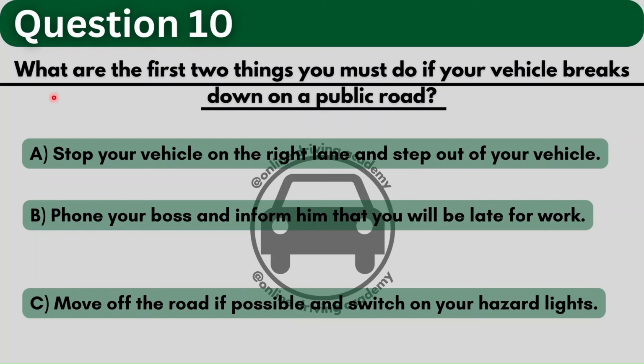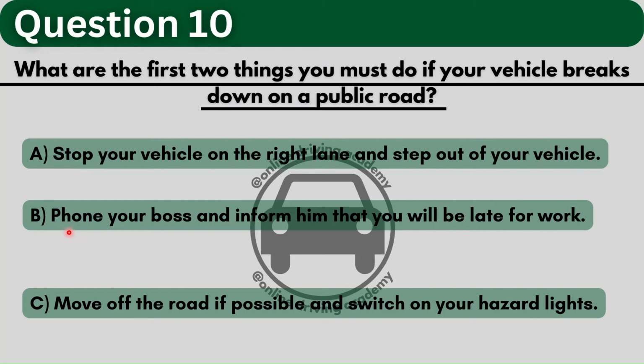Question 10. What are the first two things you must do if your vehicle breaks down on a public road? Is it option A, stop your vehicle on the right lane and step out of your vehicle? Is it option B, phone your boss and inform him that you will be late for work? Or is it option C, move off the road if possible and switch on your hazard lights? Now with option A, obviously the right lane is known as the fast lane, and you cannot stop your vehicle on that lane as you're going to disrupt the flow of traffic.